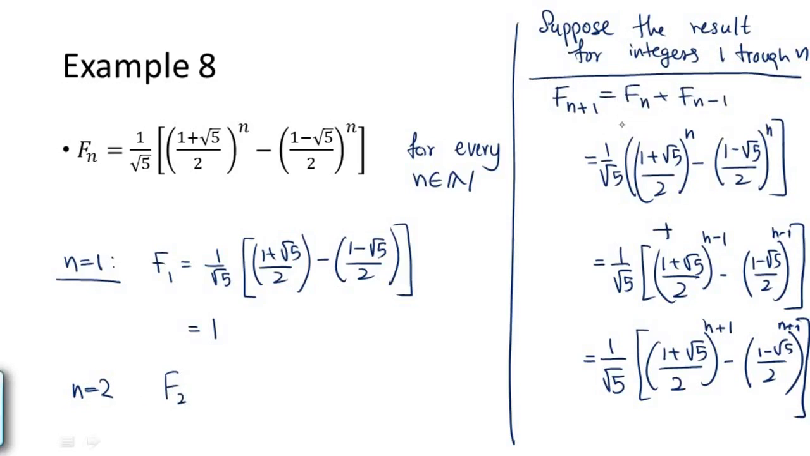Therefore, for this proof to be valid, we should also establish this result for n equals 2 independently from the case n equals 1. Now I am going to leave it for you to verify that this is indeed the case when n is equal to 2. Now if we have established the result for n equals 1 and n equals 2, and also if we can prove that if it is the case for Fn and Fn-1, then it is also true for Fn+1, then from the principle of induction we have this result for every n in N.